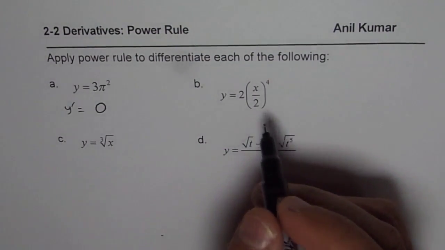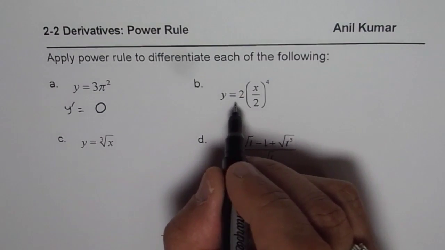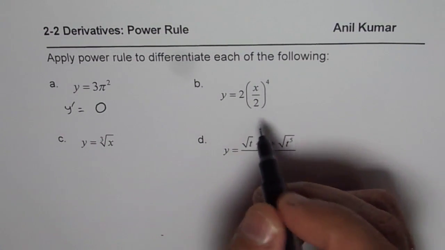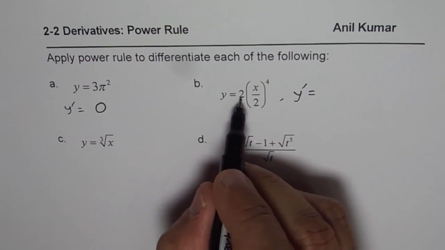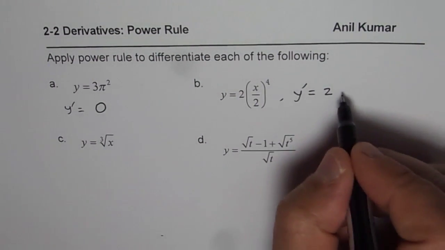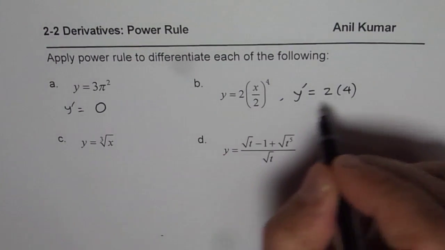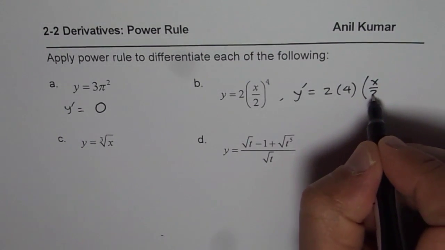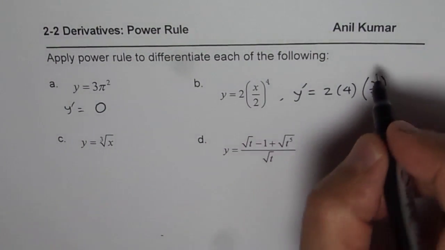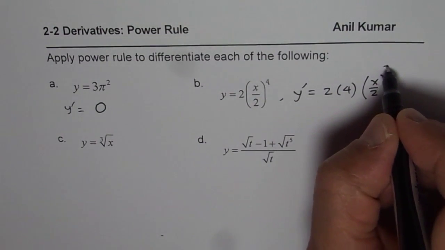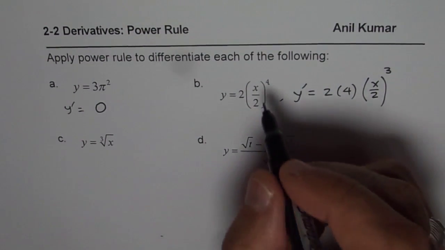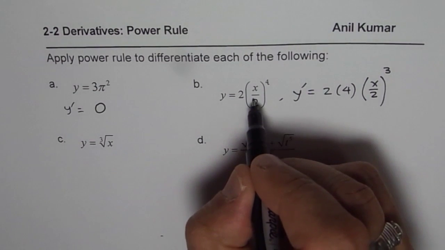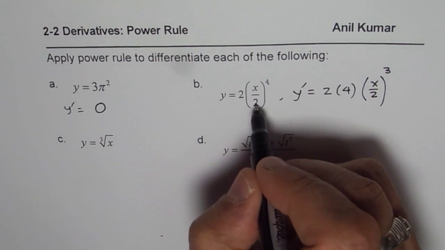Now let's do the next one. So here the derivative of y will be, so power is 4 for us. So let's write y dash as equal to 2 times power of 4. Within brackets we have x over 2, and then the power will be 4 minus 1, which is 3. So I'm giving you answers, right? You need to follow all the steps and work out the details. Times the inside function's derivative, x over 2.